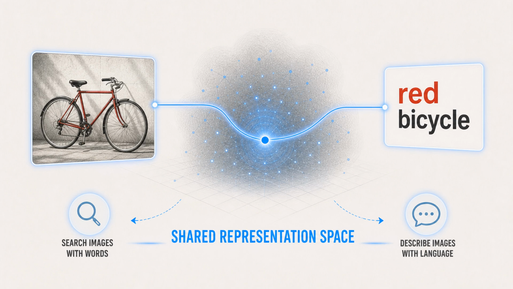Modern systems can also connect images with text. A model can learn that a picture of a red bicycle and the words red bicycle should land near each other in a shared representation space. This lets the system search images with words or describe images using language.